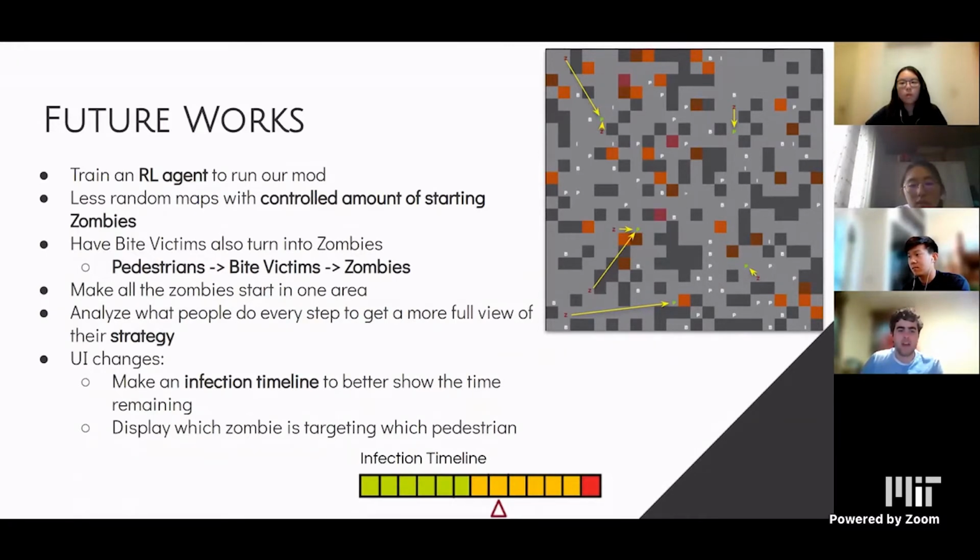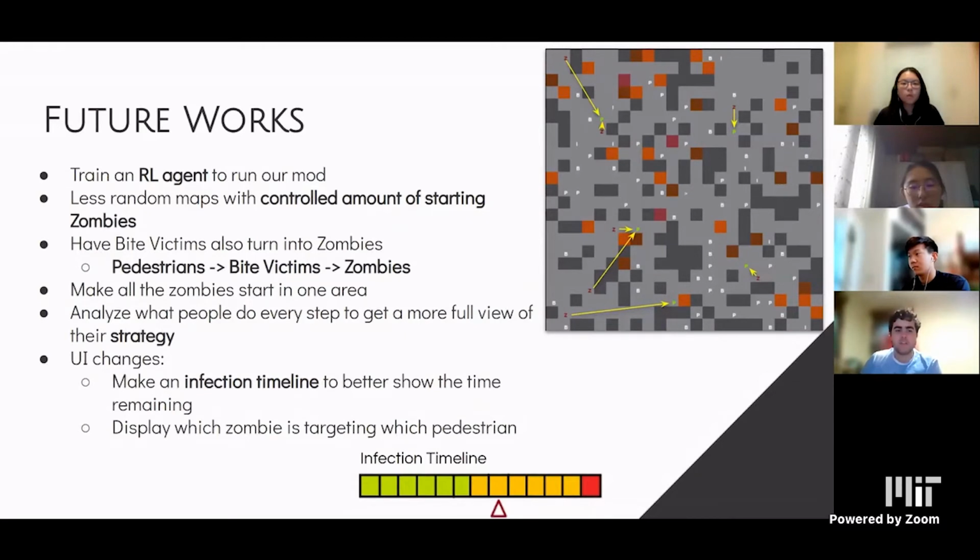Second, we want to have a less random and more controlled amount of starting zombies, and less random maps. So this means we would make custom maps with a set amount of starting zombies. Right now we're just using probability to determine the map and also the amount of starting zombies. And if we could control the zombies, that would be much better for our data.